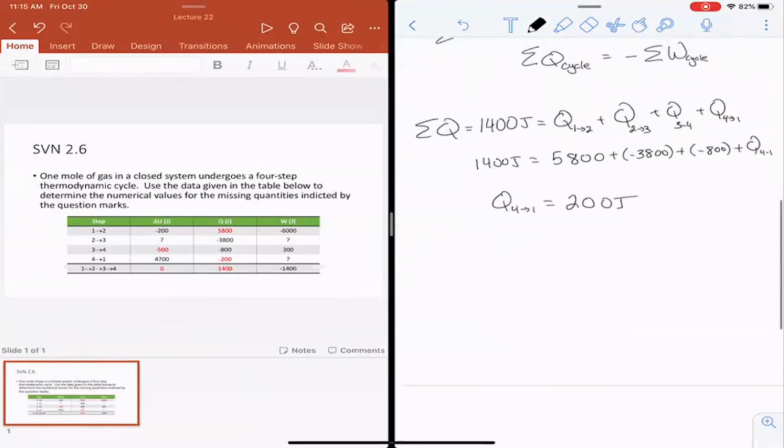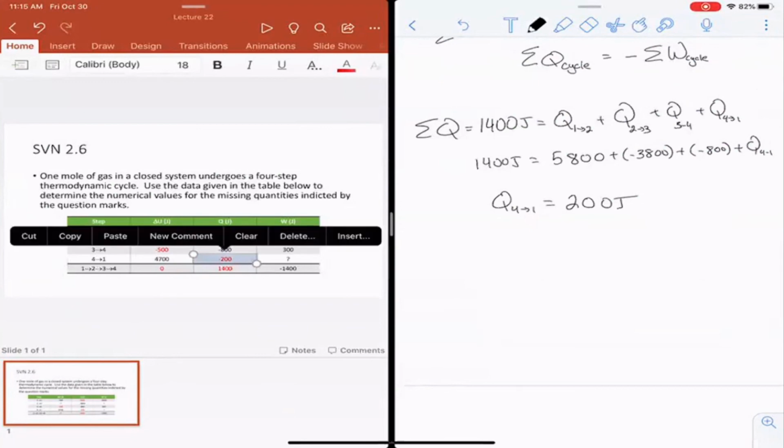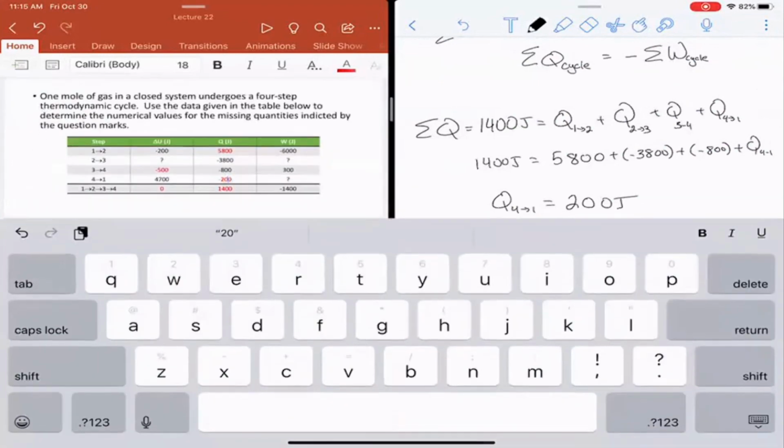All right. And actually, here, hold on one second. I made a mistake when I typed this. It's 200, not minus 200. Sorry, guys. That was my mistake.